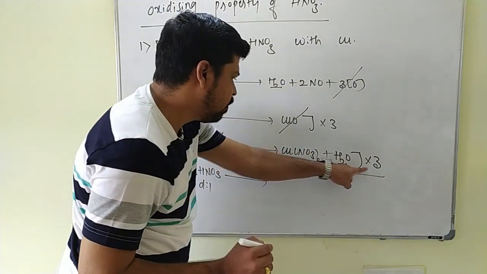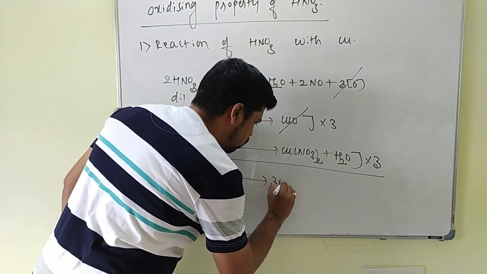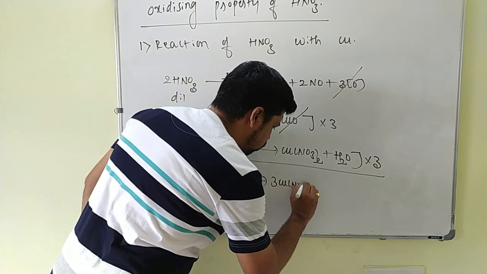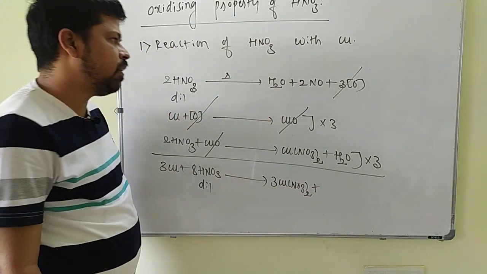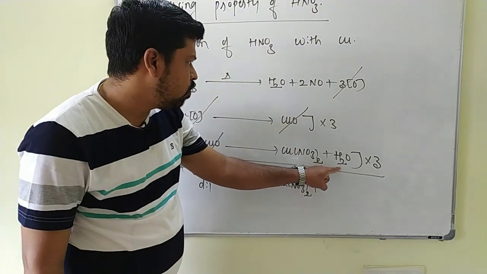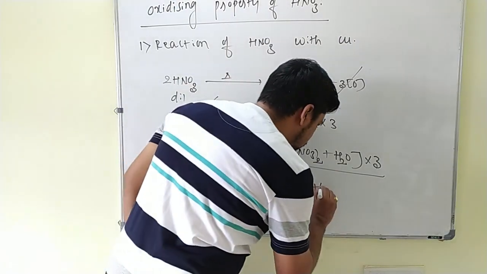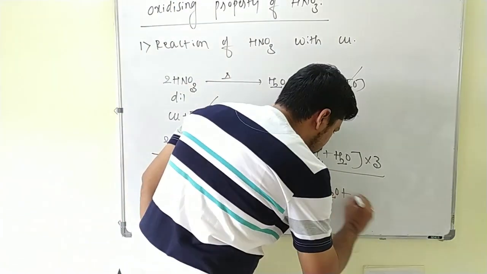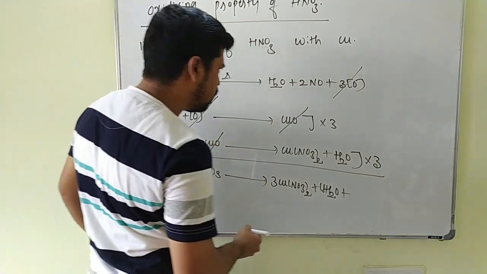Then what are you getting? 3 moles of copper nitrate plus 4 water molecules plus 2 times of NO.